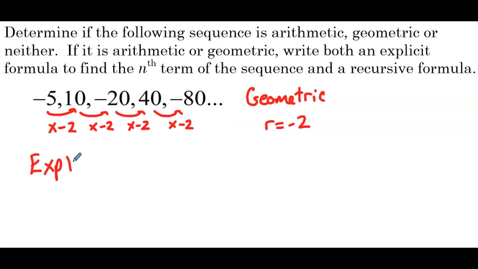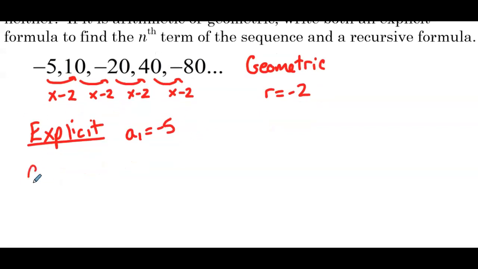So explicitly, we know that the first term is -5. That common ratio will be our base. So a sub n equals -5 times -2 to the n minus 1.